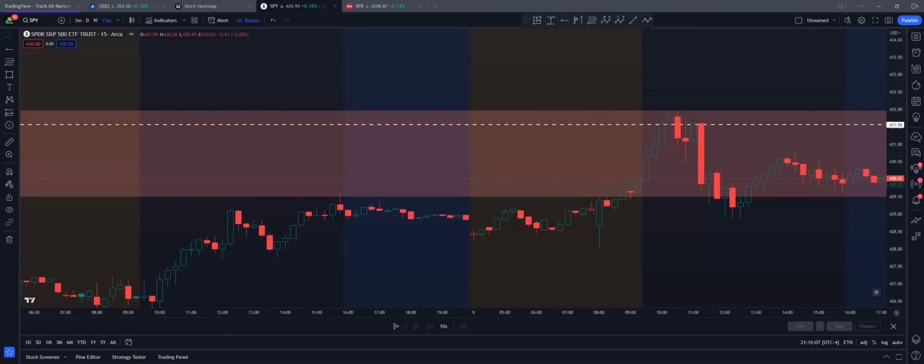Do you use volume to determine it? No, volume is absolutely useless. There's no benefit from volume whatsoever, at least in my experience trading. Everyone's different. Everyone has their own thing.